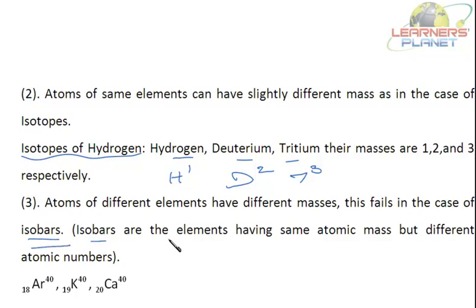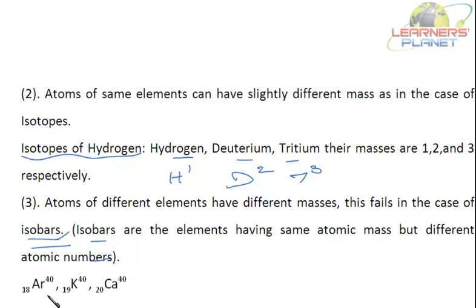What are isobars? Isobars are elements having the same atomic mass but different atomic numbers. So Dalton's atomic theory suggests that atoms of the same element have similar atomic masses, but isotopes do have different atomic masses. They are the isotopes of the same element, that is hydrogen. Deuterium and tritium are the isotopes of hydrogen. Atoms of different elements have different masses. Now this fails in the case of isobars. Isobars have different atomic numbers but similar atomic masses.